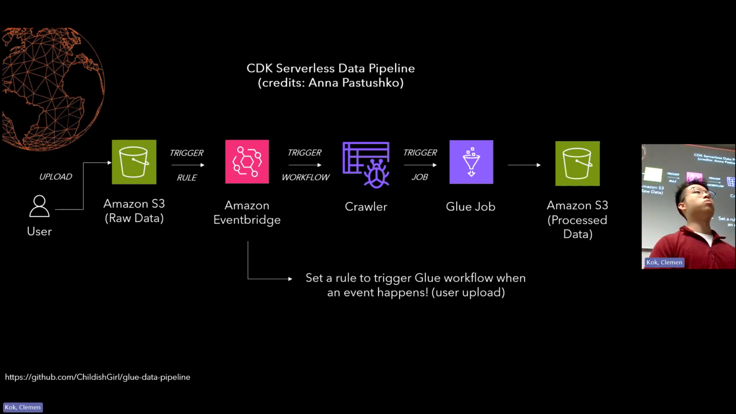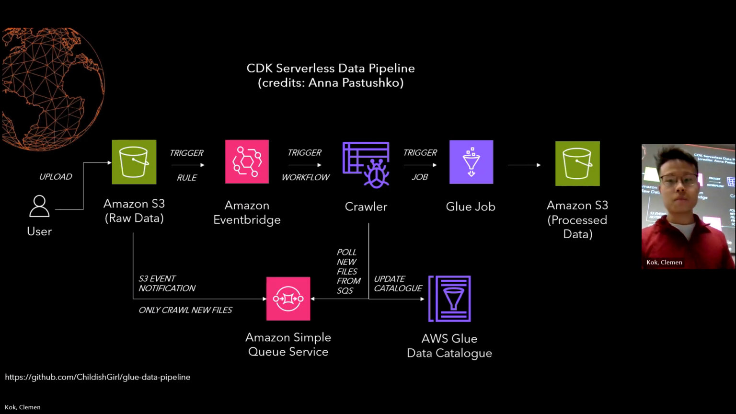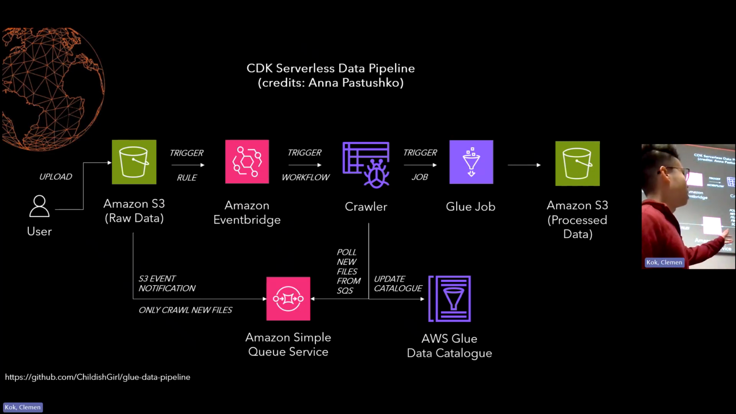We also note that we don't want to recrawl the whole data set whenever new data is uploaded, because it's massive. So we can adjust our architecture to include a queue that can be polled by the crawler for new files. And this queue can also be triggered by event notifications from S3. An event notification is whenever something happens in S3, like a user delete or user upload, we can trigger a queue to start. So this also updates the data catalog, which is used by our ETL job.